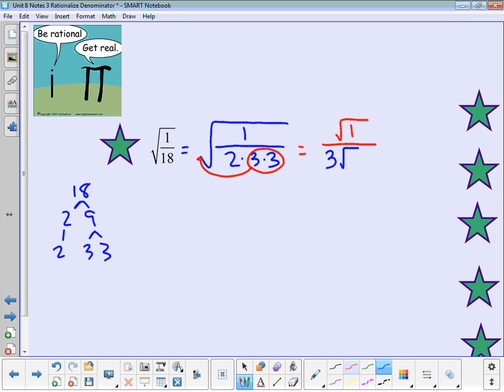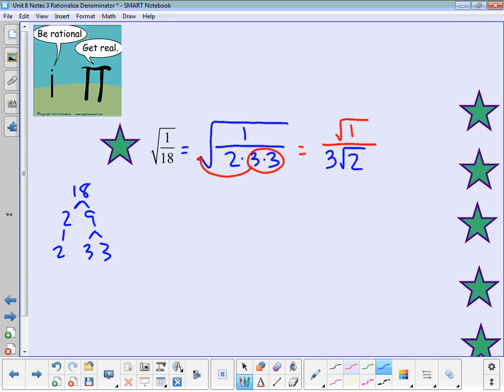So now I have to look at what's left in the denominator. I've done all the simplifying that I can do, but I cannot leave the square root of 2 in the denominator. If you found the square root of 2 on your calculator, it would be a decimal that does not repeat and does not end. So we have to fix that. We have to get that out of there because that's an irrational number.